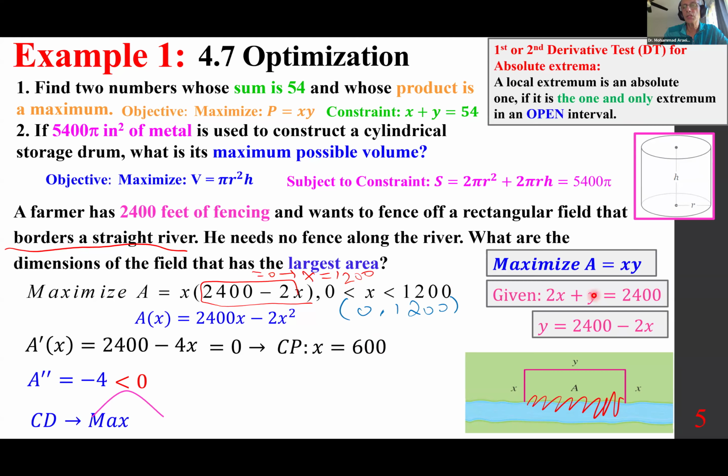So you put this here, subtract it from 2400, divide by 2. And 2x plus y is 2400. So y becomes 1200. So the maximum area is the product of the two numbers, 720,000 square feet.